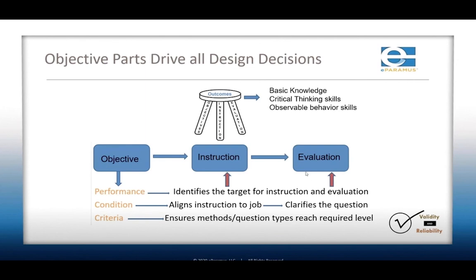So we're actually measuring basic knowledge, critical thinking skills, and observable behaviors. Those are all different types of objectives. The interaction between these three things makes that happen. I'll give you a brief example.